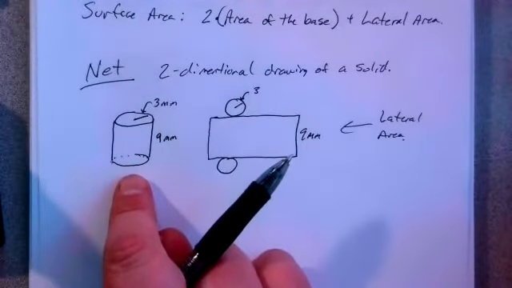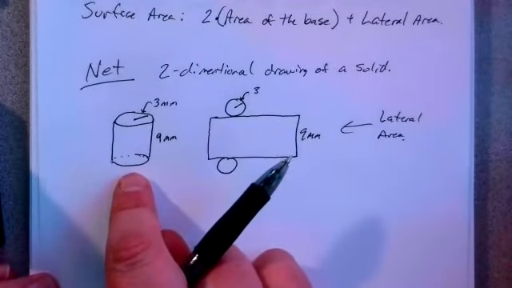To find the surface area of this cylinder, we need to first get rid of your hiccups. And you can do that by holding your breath.